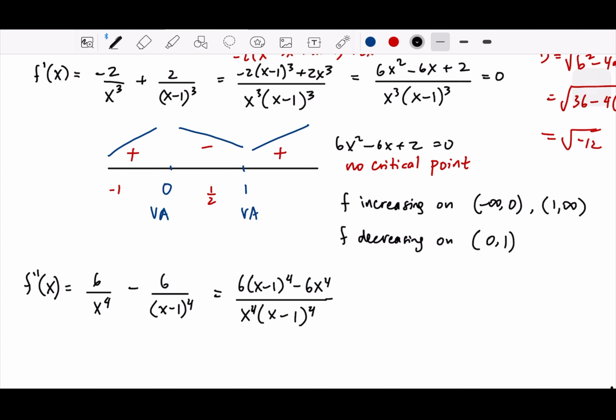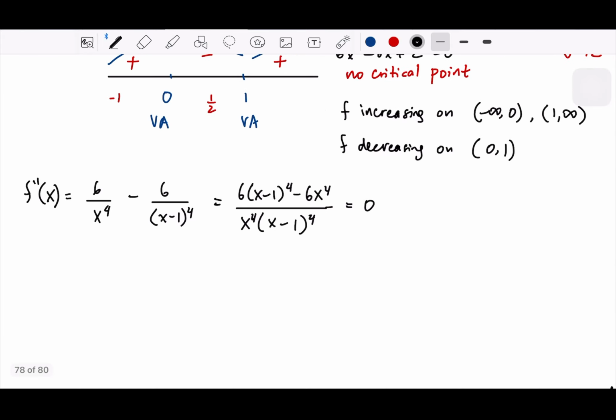Okay, then we need to solve whether it has a root or not. I think for some students who take my basic math, you will remember how to solve these polynomials. If you don't remember how to expand x minus 1 to the power of 4, the coefficients will be 1, 4, 6, 4, 1, right?